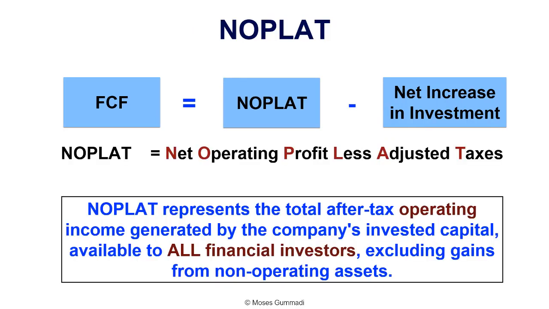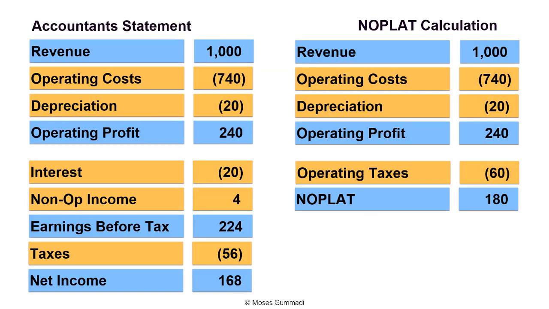Just a bit of a definition on NOPLAT. So NOPLAT, while it is similar to the profit after tax, is slightly different. So first of all, NOPLAT represents the after tax operating income generated by the company's invested capital available to all financial investors, excluding gains from non-operating assets. So the point is, we need to consider the operating income, and we need to consider all the financial investors, which means shareholders and debt holders, and exclude the non-operating assets. So that is NOPLAT.